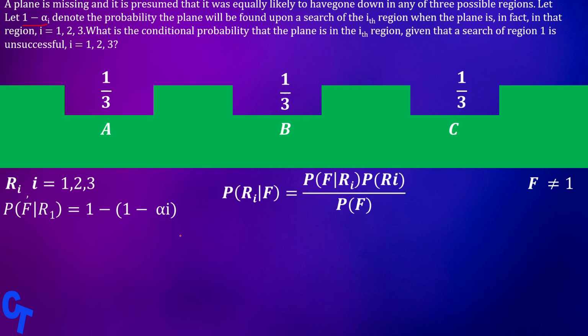If we simplify right here, we have 1 minus 1, and minus and minus for alpha, it's going to be 1. So that's going to be alpha 1. But what about the probability of finding the plane in region 1 or 2?